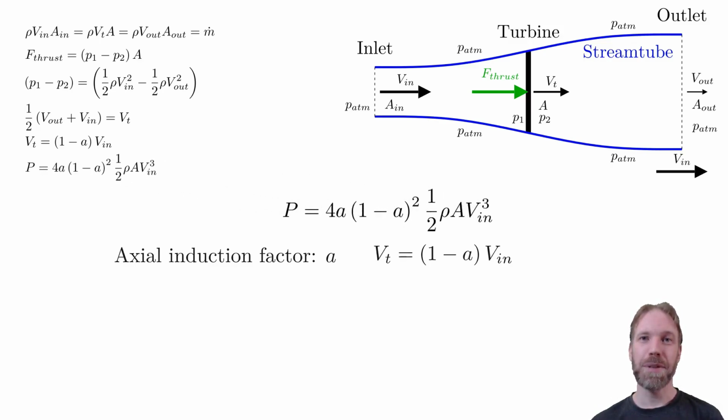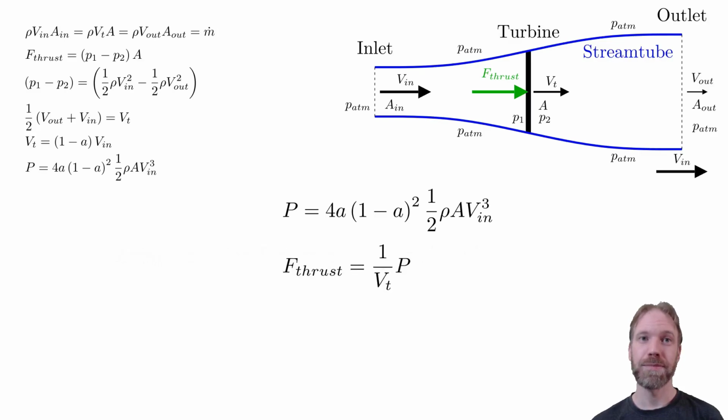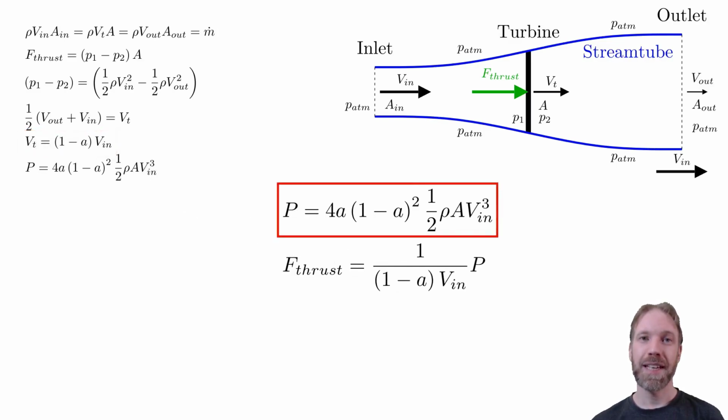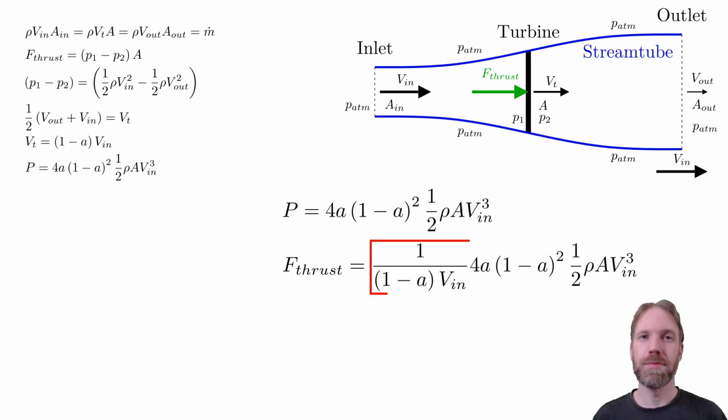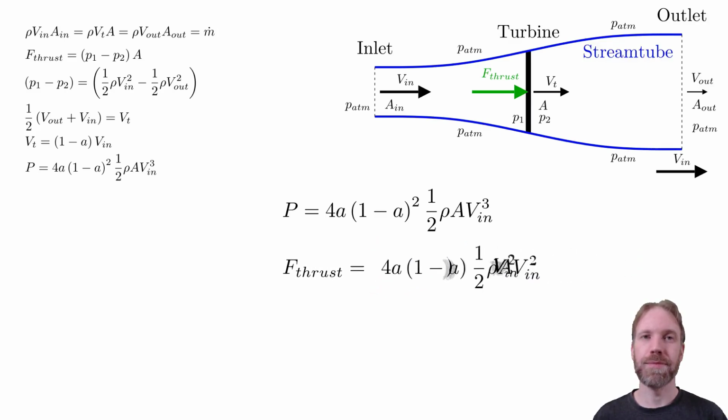Let us also set up the expression for the thrust force. We use that it is the power divided by the velocity. Use the definition of the axial induction factor. Insert the power. We can now cancel these. And have our expression for the thrust force as a function of our axial induction factor. This is another result of our momentum theory.